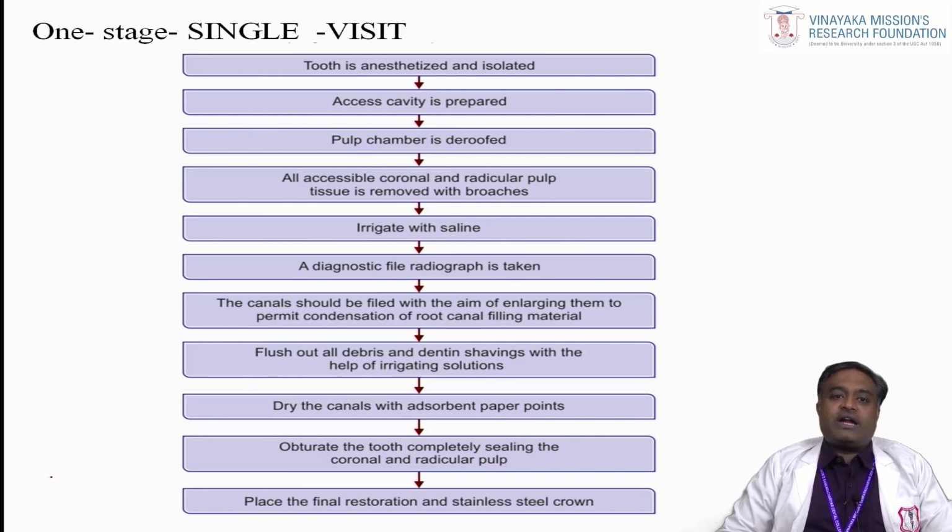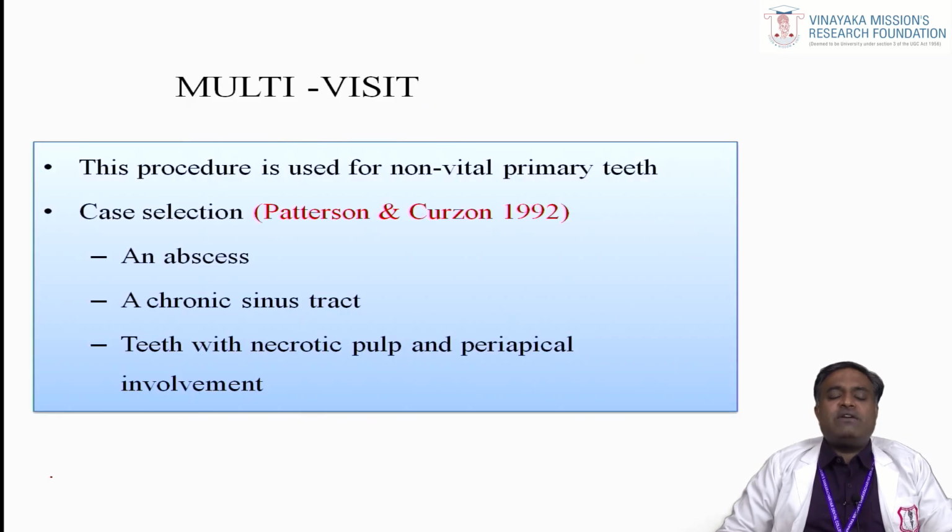After that you have to dry the canals with absorbent points, and after that obturate the tooth completely and seal the coronal and radicular pulp with the obturating material which you have selected. After that you have to place a final restoration followed by the stainless steel crown. This is the one stage single visit pulpectomy technique. Next is multi visit pulpectomy.